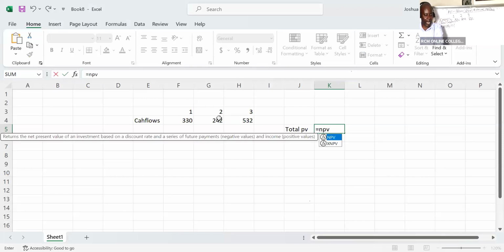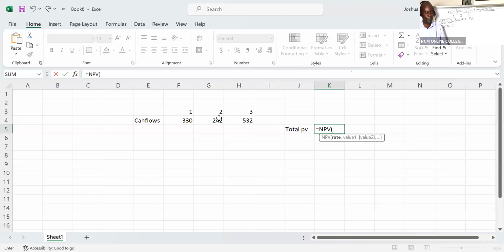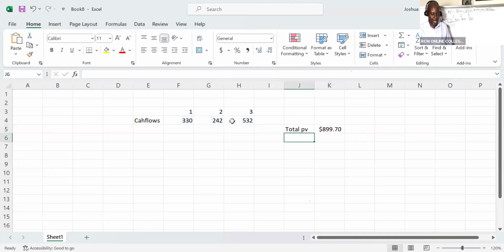I can see it has come up. Then for the rate, I can either write 10% directly or write it somewhere and pick it as a cell. Here I'll write 10%. Then there is value 1 all the way to value whatever, so I copy all of these values, close the brackets, and enter.